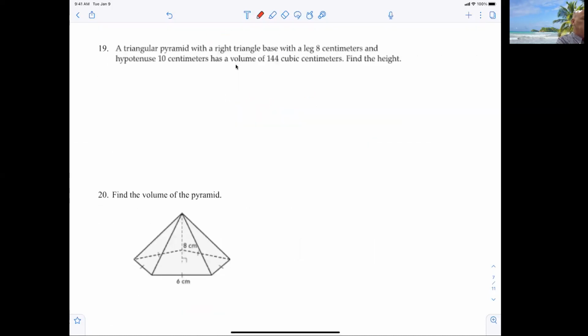19. A triangular pyramid with a right triangular base of 8 and a hypotenuse of 10 has a volume of 144. Find the height. Working backwards, we should be fine. Somebody said 18. 6. There's a big difference, 6 and 18. Charlie? Why? Okay, so we have a right triangular base with leg 8 and a hypotenuse 10, which means the other leg is equal to 6.